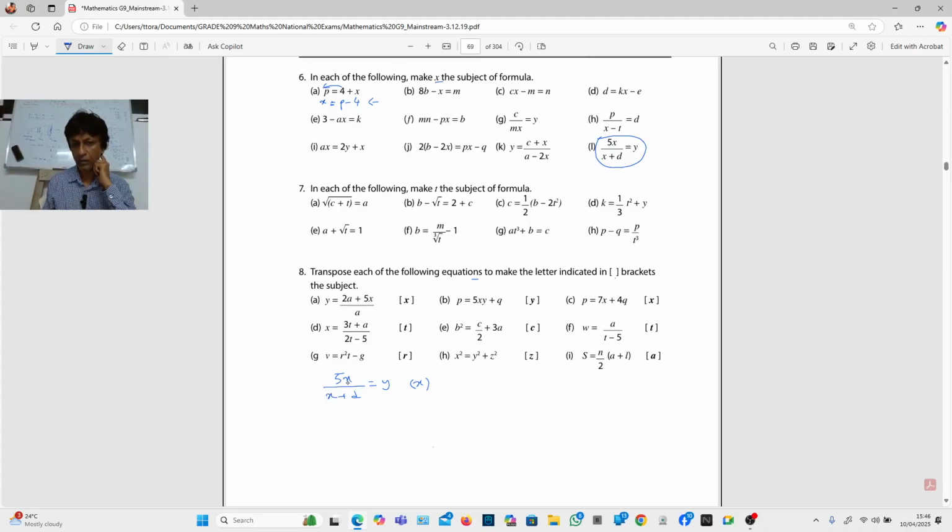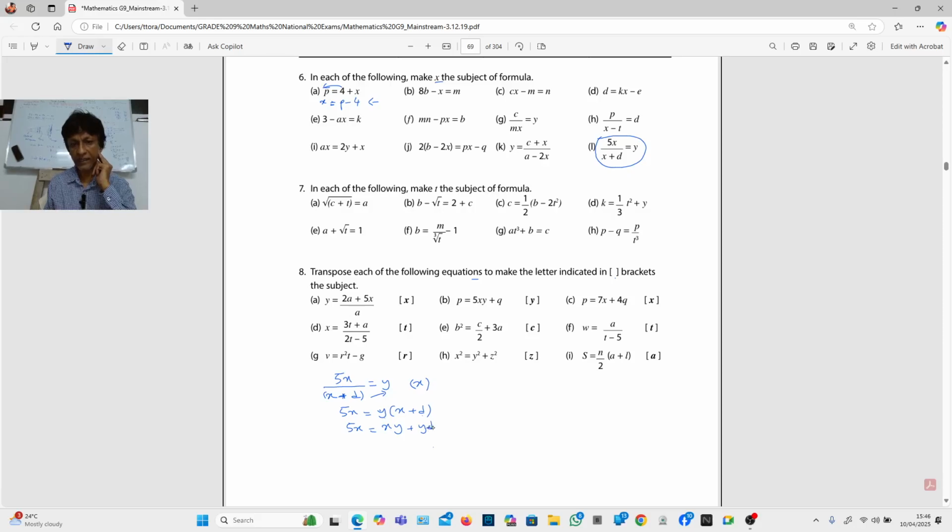So it's kind of hard to deal with this until we multiply both sides by x plus d. I'm going to send this on the other side. So it's going to multiply because here it's divide. So I've got 5x is equal to y multiplied by x plus d. And so what you should do, because we want x the subject formula, we want to bring all the x on one side. I still have 5x on the left hand side over here, but this is x times y, which is going to become xy, and then y times d is going to become dy or yd.